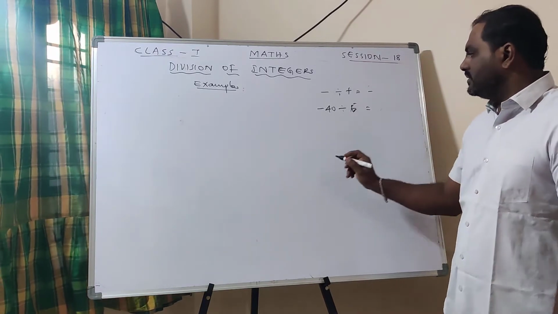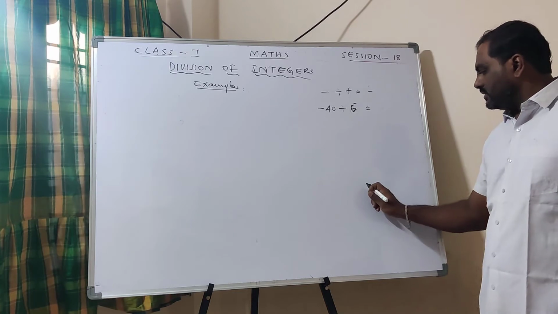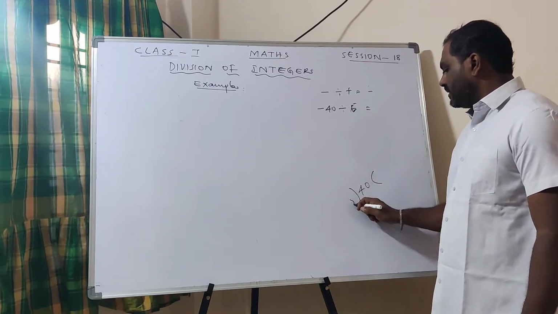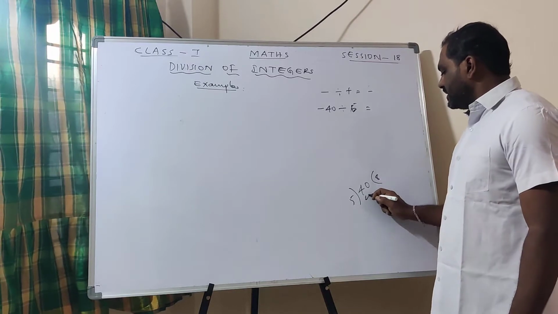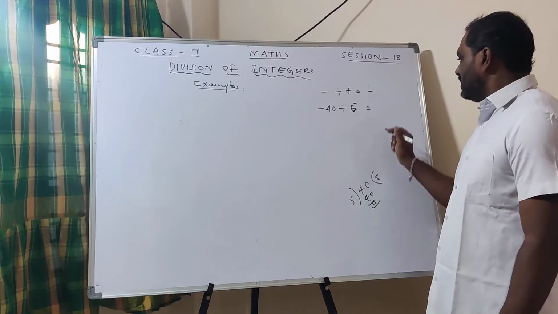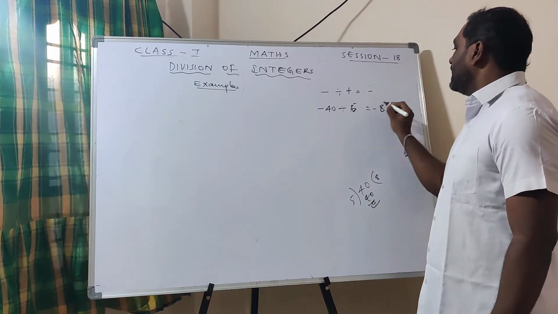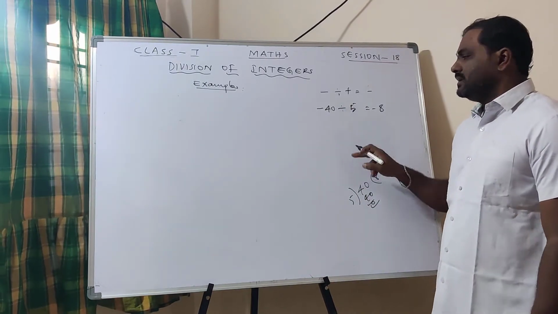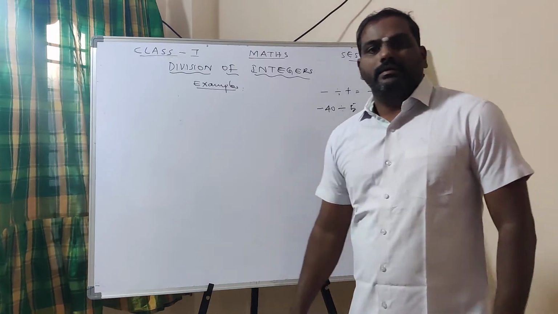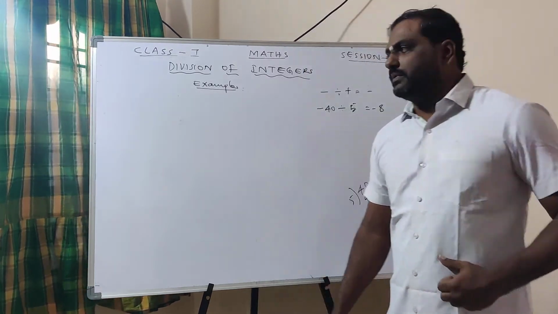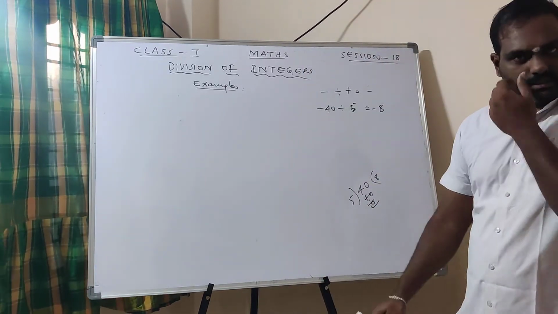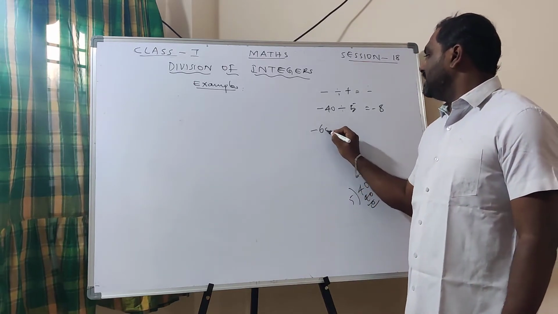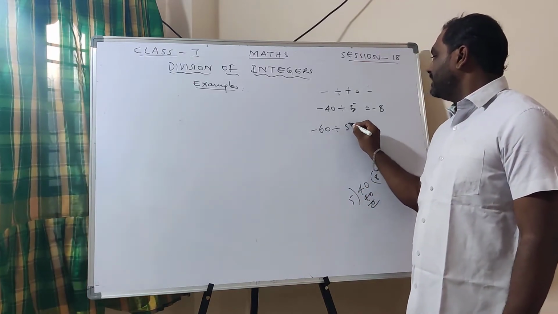So first, what do we have to do? As usual, we do a regular division, that is 40 divided by 5. How many times? 5 8s are 40. So I should write 8, and I write minus. Why minus? Because 40 is a negative integer and 5 is a positive integer. Whenever a negative integer is divided by a positive integer, you will get a negative integer as the answer.